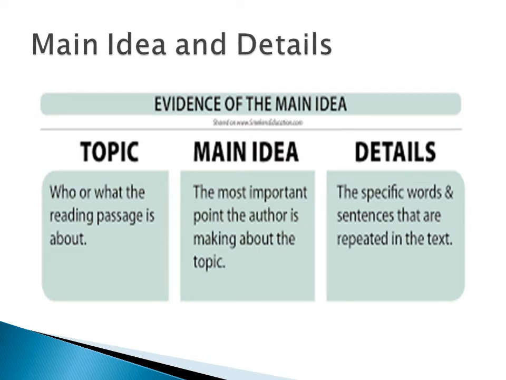There should be three evidences of the main idea: topic, main idea, and details. What do we mean when we say topic? It answers the question who or what the reading passage is about. On the other hand, main idea refers to the most important point the author is making about the topic. And lastly, the details refer to the specific words and sentences that are repeated in the text.